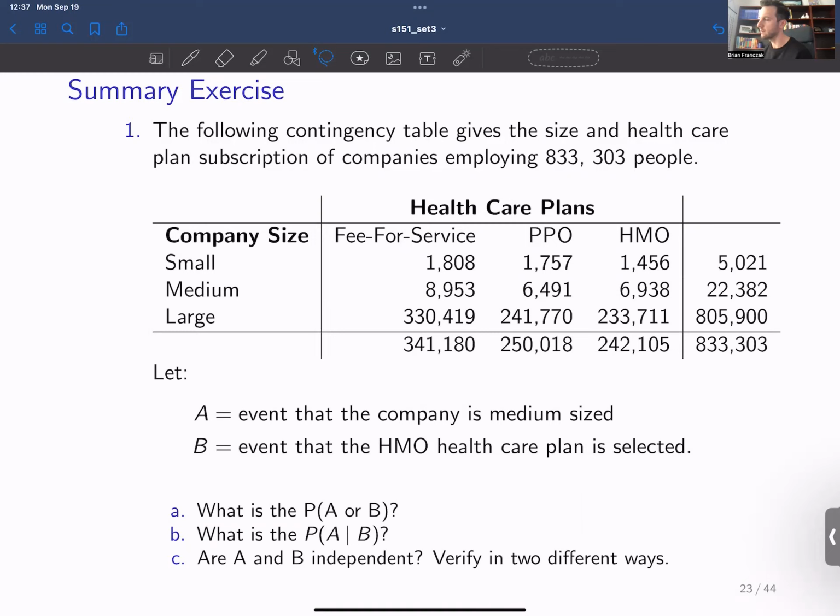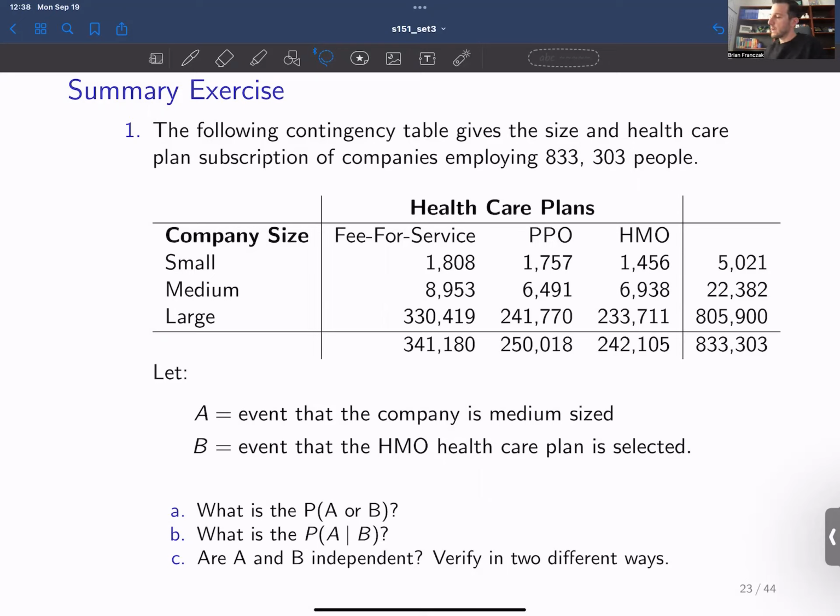So in this video, we are going to work through the summary exercise from slide 23 of lecture set number 3. In this exercise, we are going to review the general addition rule, the conditional probability rule, and the concept of independence. And along the way, we will also discuss marginal probabilities and intersections between two events, or the probability of intersection between two events. So this summary exercise is going to cover quite a lot of definitions from lecture set 3.